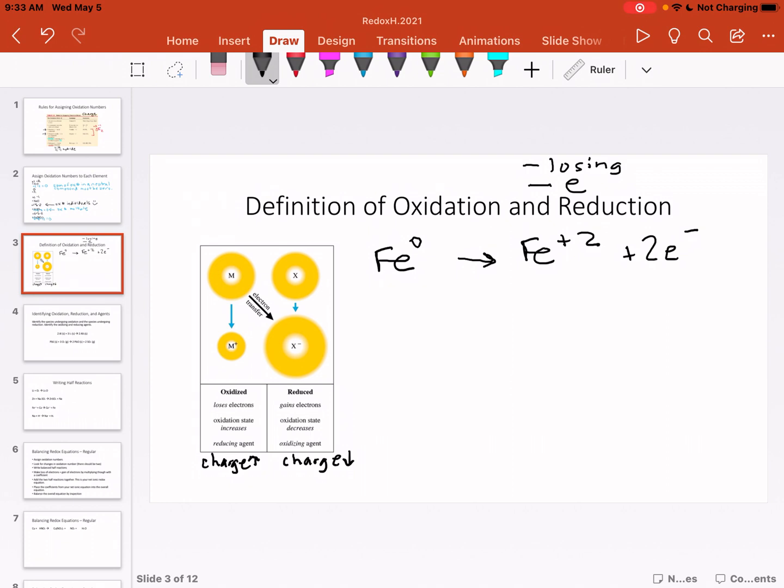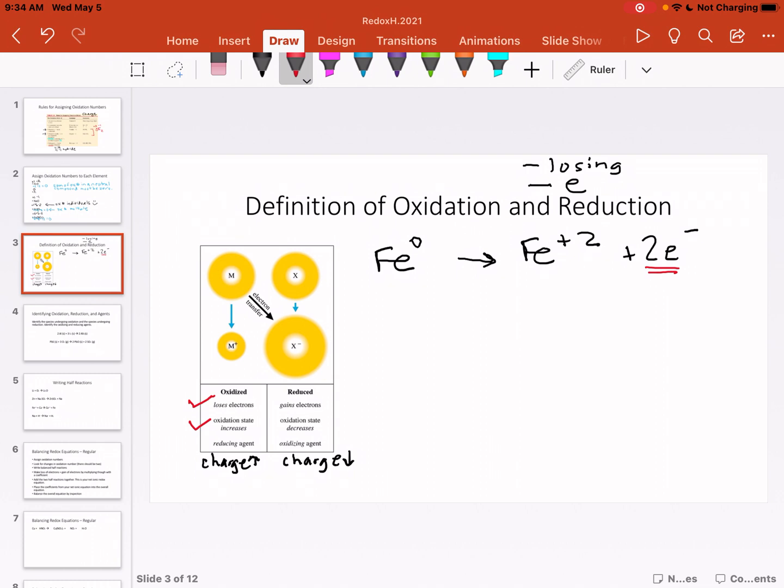So let's talk about some things that happened here. When our iron atom was oxidized, it lost electrons. There's evidence of that in my half reaction, because when I balanced it, my electrons were given off as a product. They were on the right side of the equation. You'll also notice we said the charge goes up, or a fancy way to say that is the oxidation state increases.